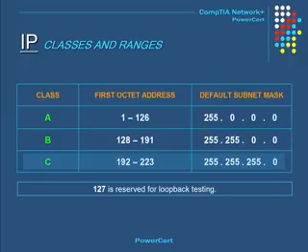Now, if you notice, we skipped over the 127 range. And that's because this number cannot be used for a network, because the number 127 address is reserved for internal loopback functions.